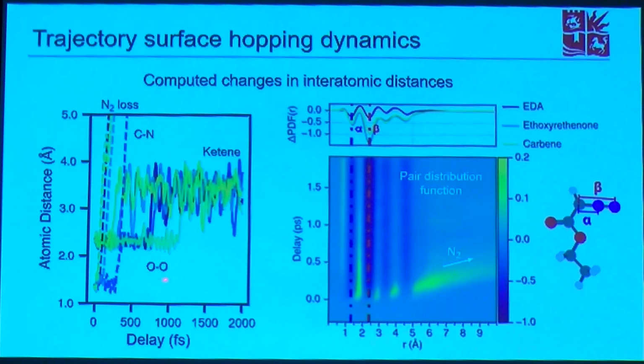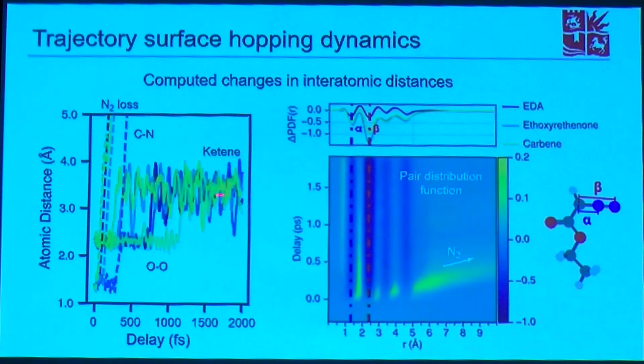This is now an oxygen-oxygen separation. So that's this distance between these two oxygen atoms. This distance here corresponds to this parent-type structure. And then there are rapid jumps to this longer oxygen-oxygen separation when this group here migrates to here for this Wolff rearrangement reaction, and we get the ketene.